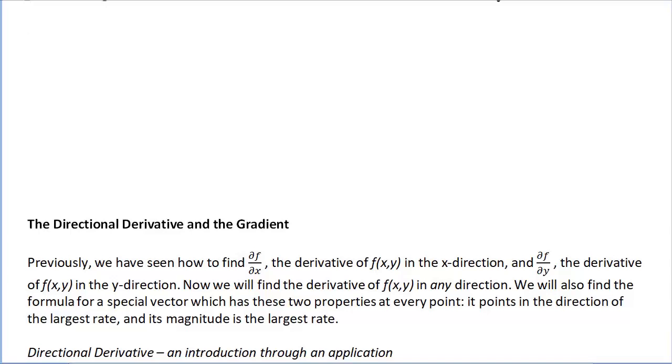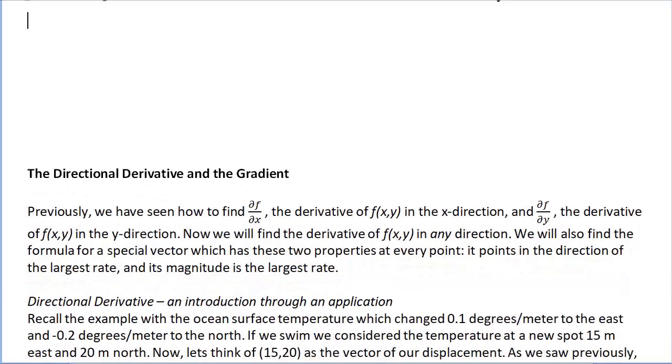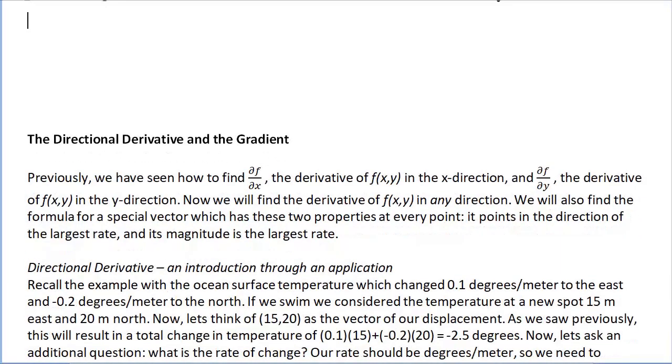So I want to get into this topic first by talking about a little application. There was an example I talked about before, which was measuring the ocean surface temperature. And let's say we had the temperature changes 0.1 degrees per meter to the east and negative 0.2 degrees per meter to the north. Then let's say we swim and we look at the temperature at a new spot, which is 15 meters east and 20 meters north.